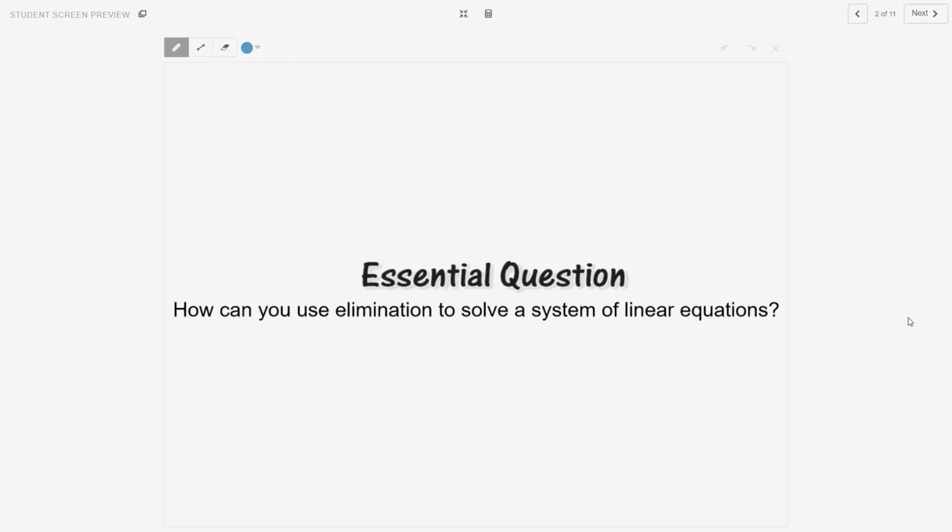Our essential question today is, how can you use elimination to solve a system of linear equations? So we've done graphing, we've done substitution, and now we are onto our third method, which is elimination. And it's kind of what it sounds like. We're going to eliminate one of the variables.